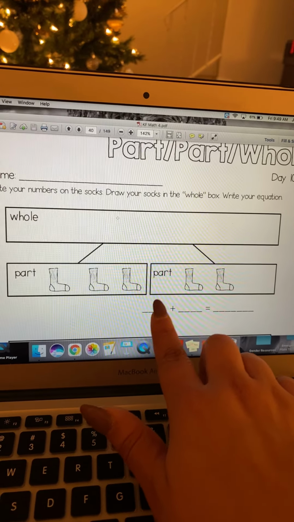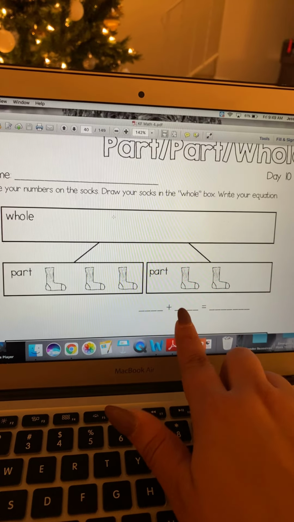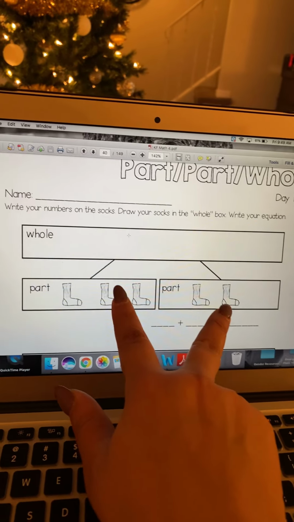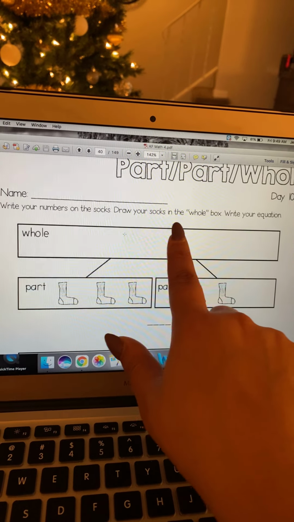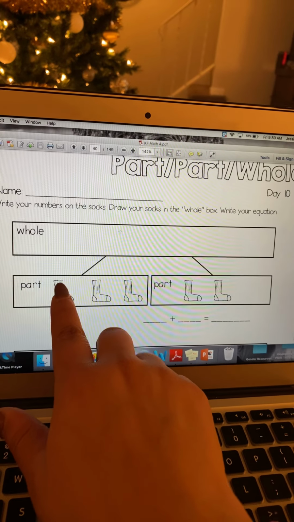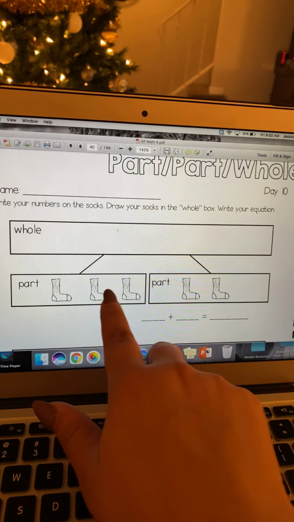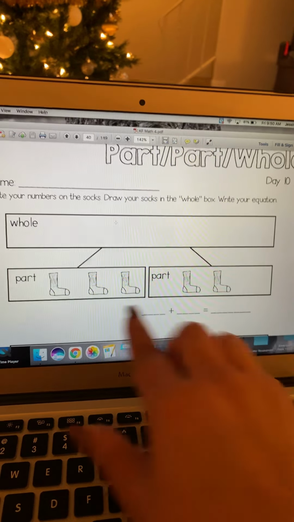I'd write a number 3 here. The other part is 1, 2. I would write a number 2 here. And then up here, it says write your numbers on the socks. Draw your socks in the whole box, okay? So it is wanting you to write 1, 2, 3, 1, 2, okay?